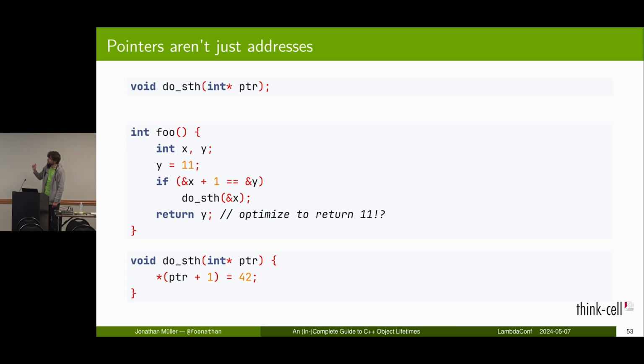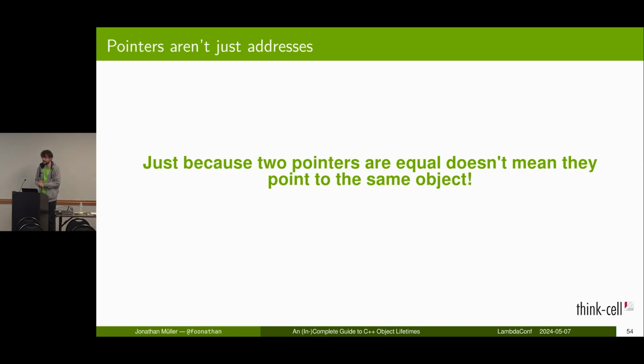But how can it be undefined behavior? Like the address of x plus 1 is the address of y. Well, just because two pointers are equal doesn't mean they point to the same object. Just because they physically store the same exact bits doesn't mean they can be used interchangeably to point to the same object. This has something to do with provenance.